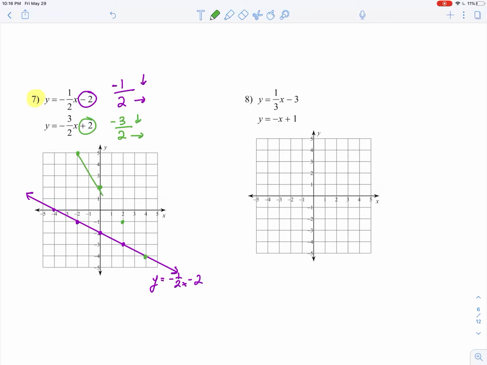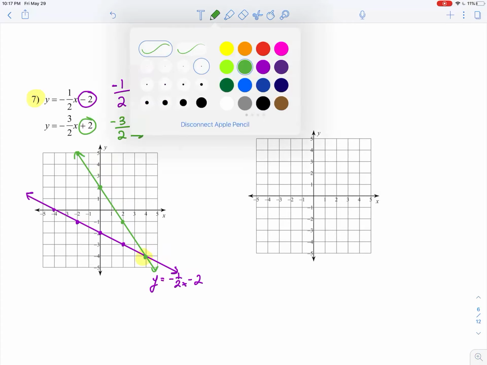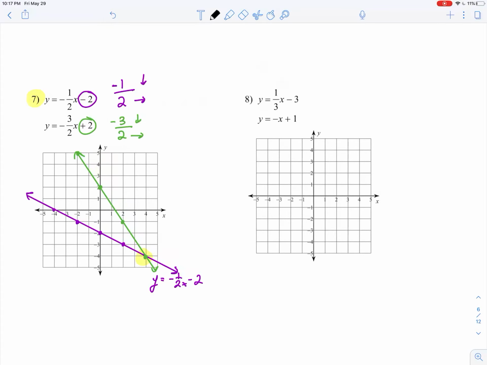Let's see if I can get... Thank you, technology. And there we go. So it looks like my solution is right there, and that is the point (4, -4). And there you have it. Isn't that fascinating? Just finding the solutions.